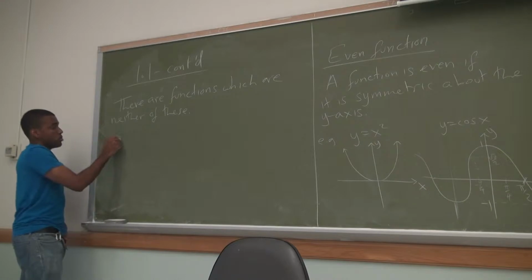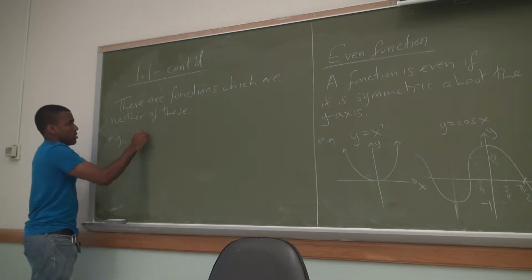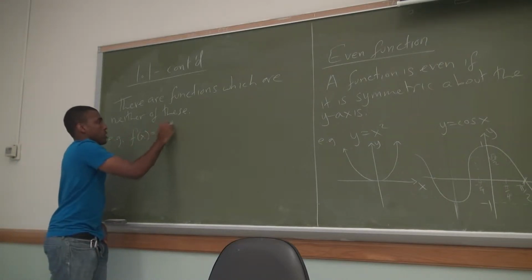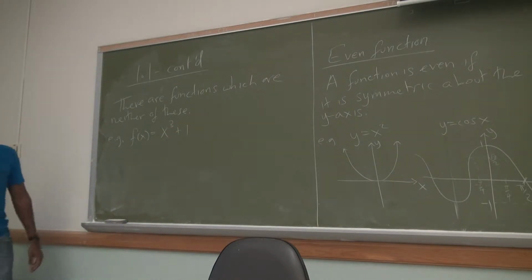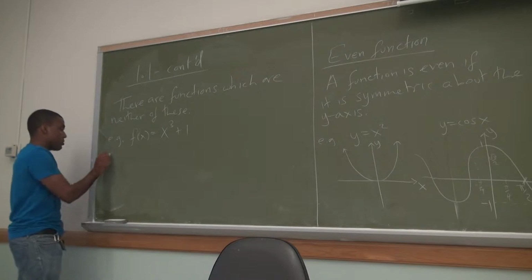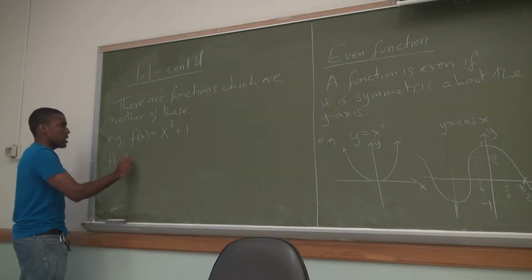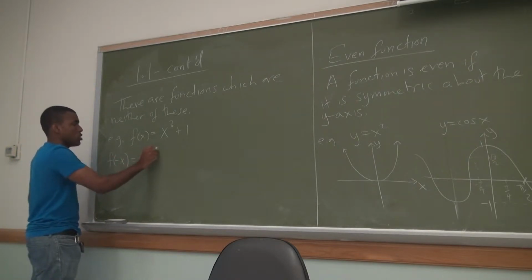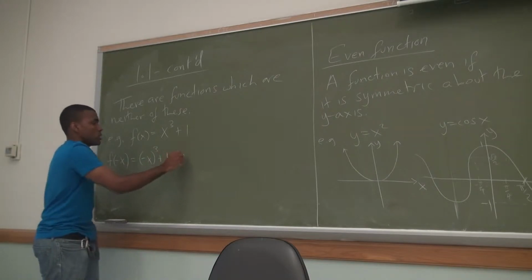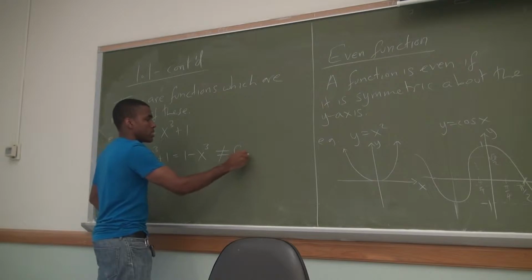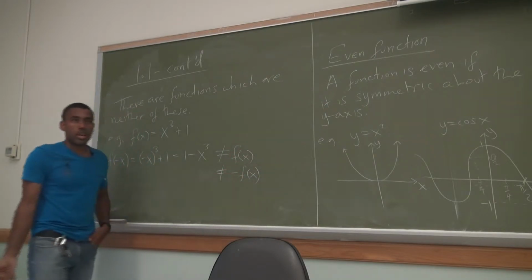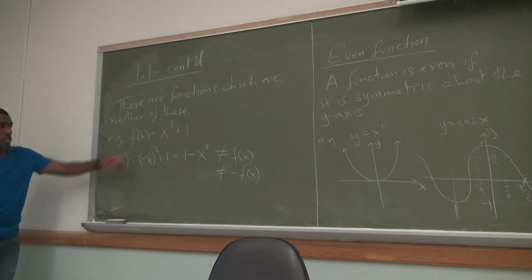A simple example would be something like the function x cubed plus 1, which is neither even nor odd. If you take f of minus x, that's just minus x cubed plus 1, which is 1 minus x cubed. Notice that this is not the same as f of x, and it's also not the same as minus f of x. It's neither of these functions. So this function does not have symmetry about the y-axis nor the origin.